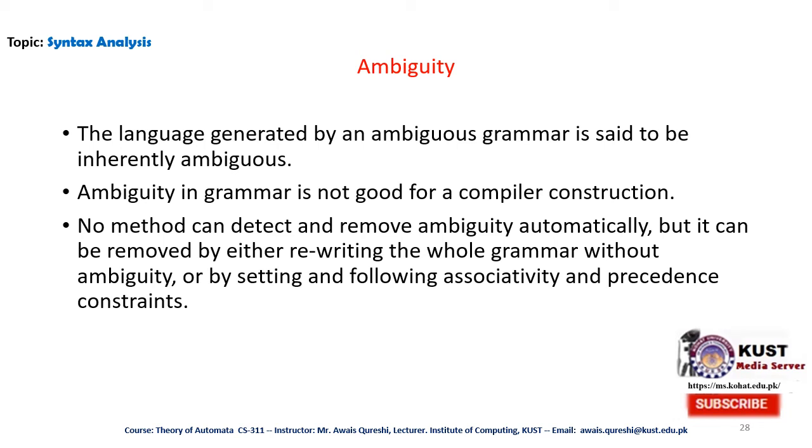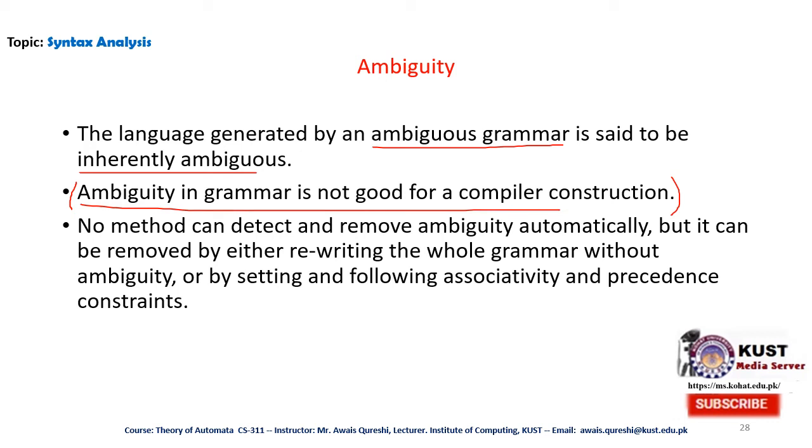The language generated by an ambiguous grammar is said to be inherently ambiguous. So this is the effect of ambiguous grammar. Any language generated by the ambiguous grammar is also ambiguous. Ambiguity in grammar is not good for compiler construction. We have to remove it or eliminate it completely.